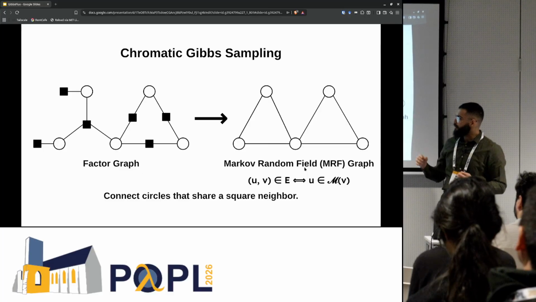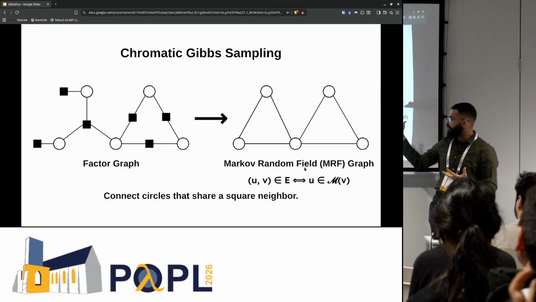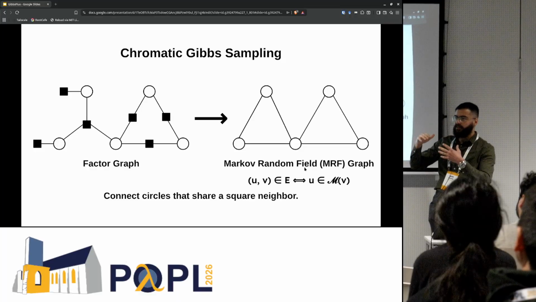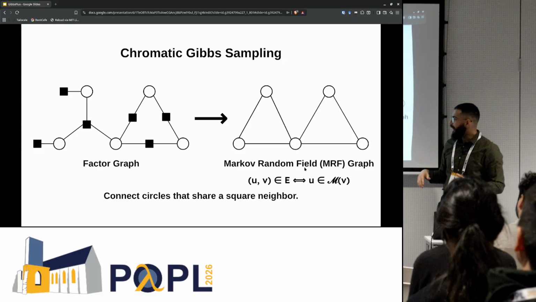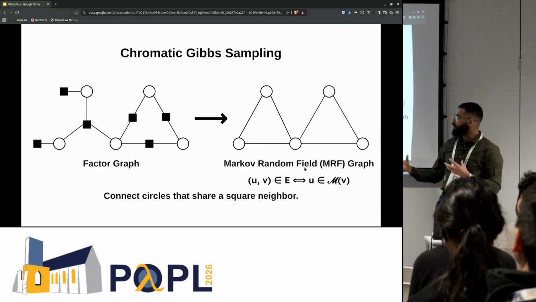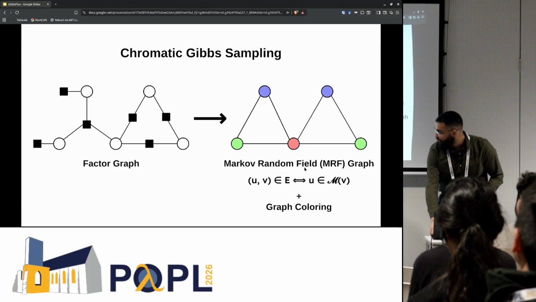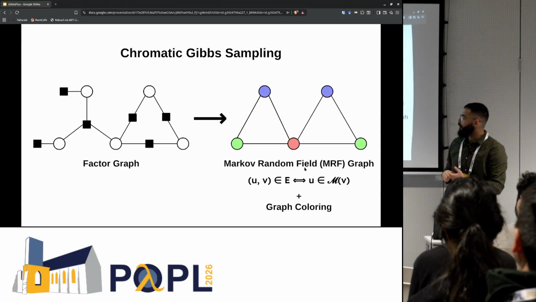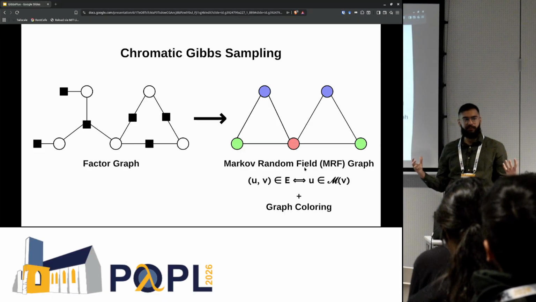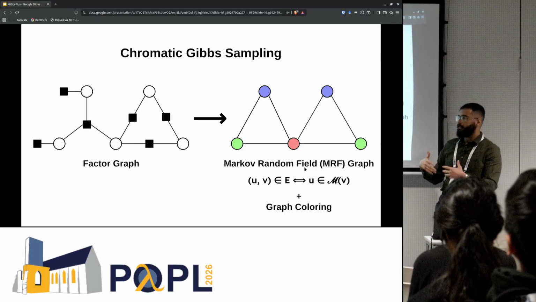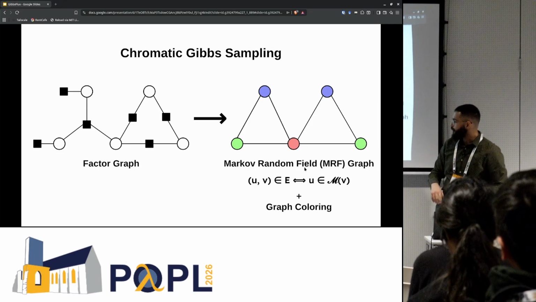To do that, you just create a simpler graph from the factor graph, called the Markov random field graph, by connecting any two circles that have a square neighbor. By construction in this graph, two nodes are adjacent if and only if they participate in each other's Markov blankets. And so if I do a vertex coloring of this graph, I get a partitioning of the variables into sets where each color can be sampled in parallel, essentially.